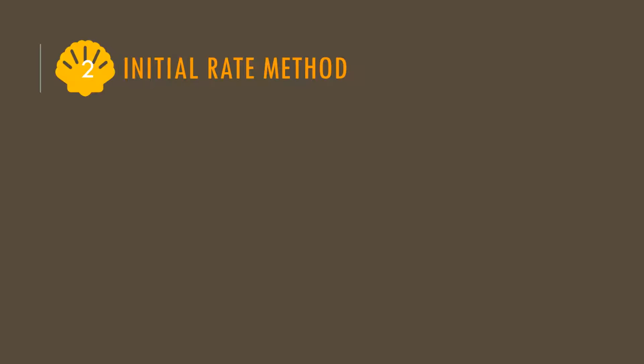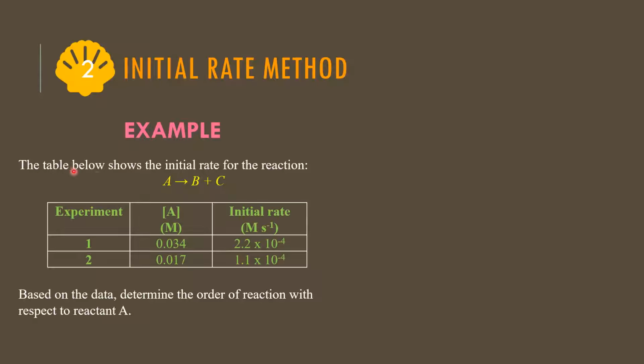Method 2, initial rate method. Example. The table below shows the initial rate for the reaction A produce B plus C. Based on the data, determine the order of reaction with respect to reactant A. Soalan ni minta kita cari order of reaction untuk reactant A.